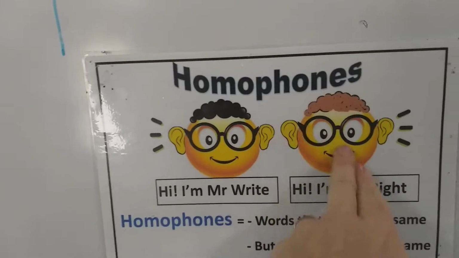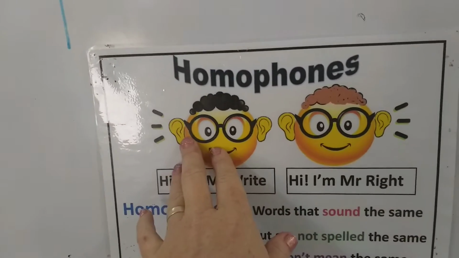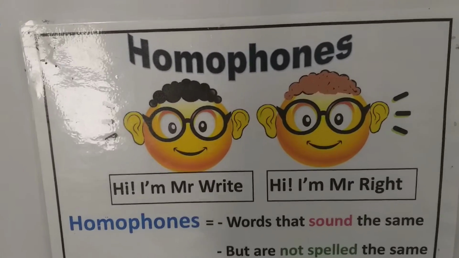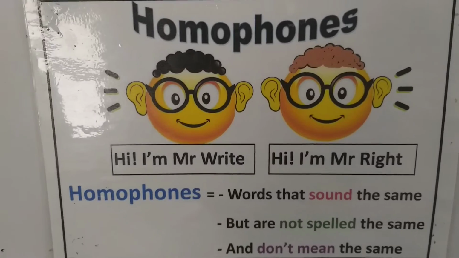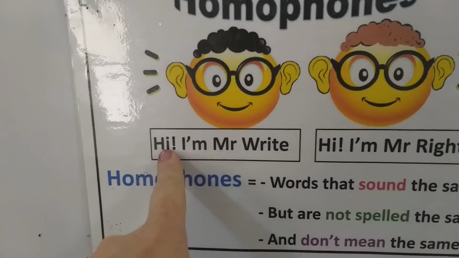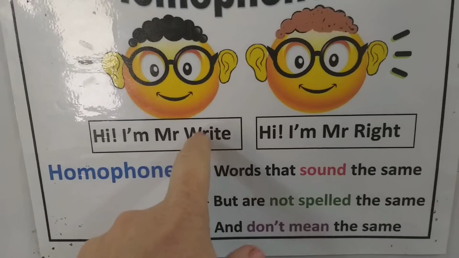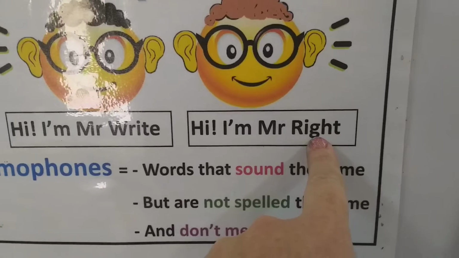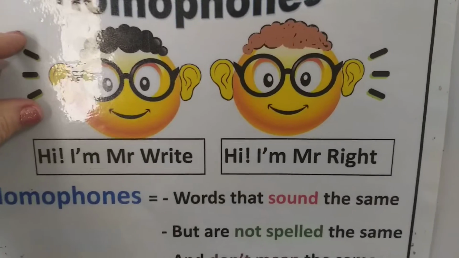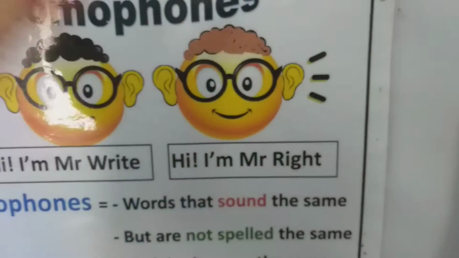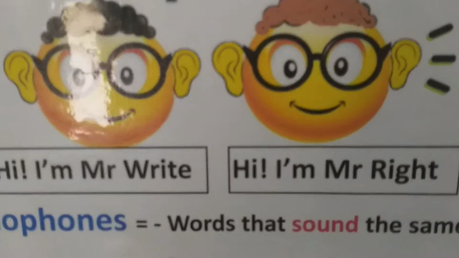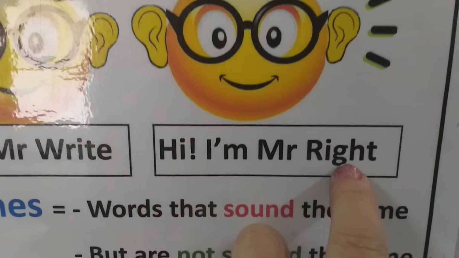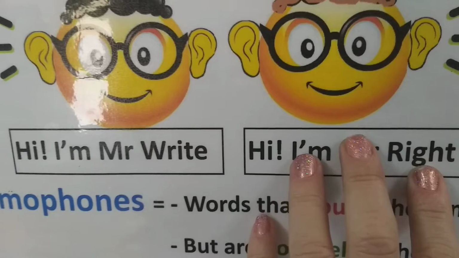If you have a look at these two little smiley faces, they kind of look the same, but they're not quite the same. That is the same thing with homophones. Here, he says, "Hi, I'm Mr. Right." Look how you spell his surname, and then he says, "Hi, I'm Mr. Right." If you listen to how their surnames sound, they both sound exactly the same, but they look a bit different. In other words, the spelling is different. So that's what homophones are.